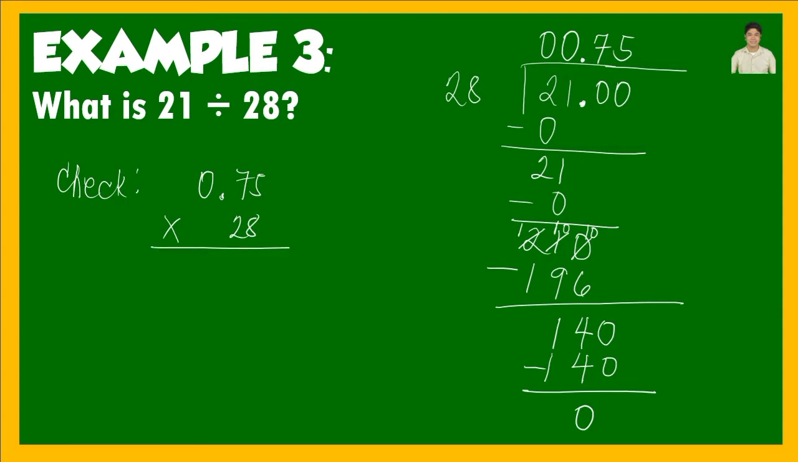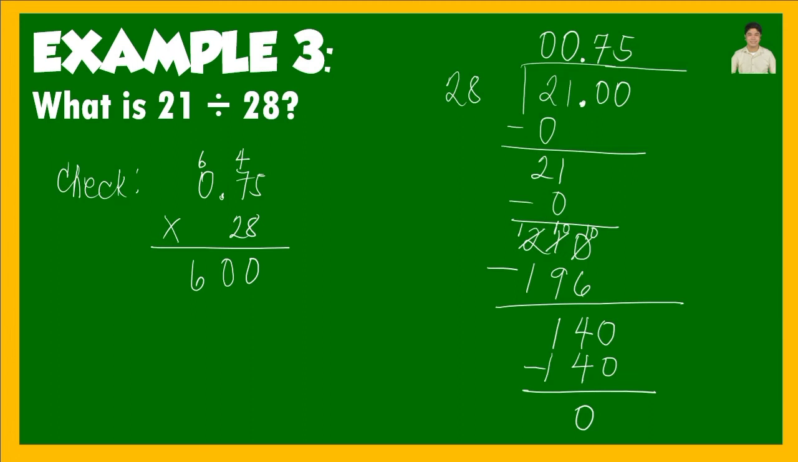5 times 8, that is 40. So we'll write 0, then carry 4. 7 times 8, 56 plus 4, 60. So sulat natin 0 and then carry 6. 0 times 8, 0 plus 6, 6.